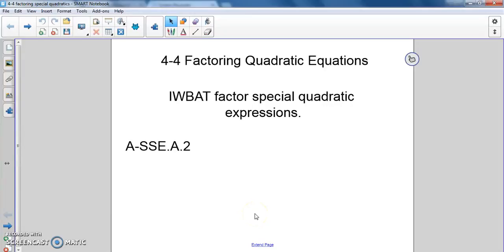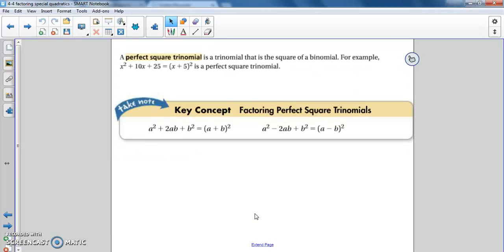Guys, today we are going to do section 4, factoring quadratic equations, and you will be able to factor special quadratic expressions. So a perfect square trinomial is a trinomial that is the square of a binomial. For example, x squared plus 10x plus 25, which is our perfect square trinomial, is equal to x plus 5 squared, which is our binomial squared.